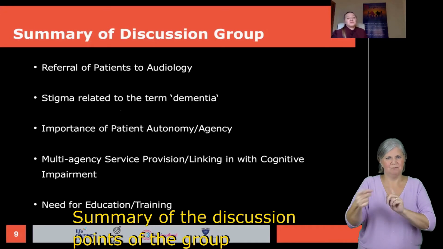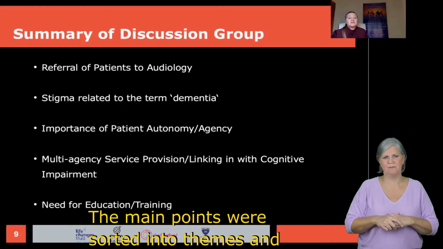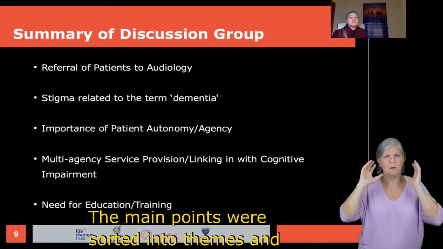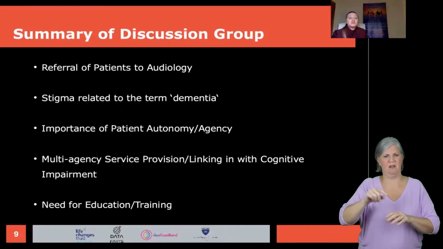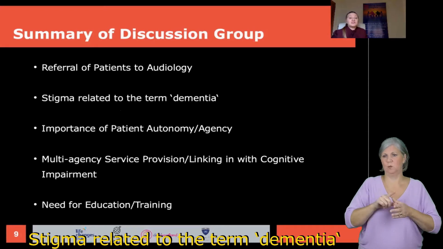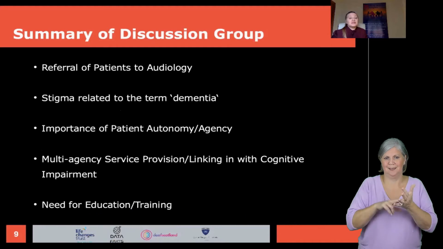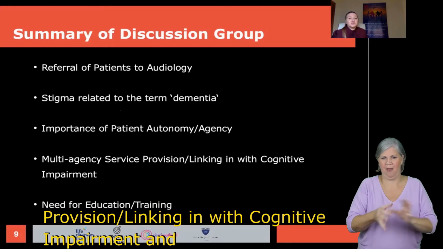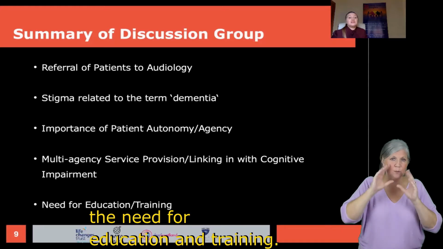Summary of the discussion points of the group. The main points were sorted into themes and are listed below. These themes were referral of patients to audiology, stigma related to the term dementia, importance of patient autonomy and agency, multi-agency service provision and linking them with cognitive impairment, and the need for education and training.